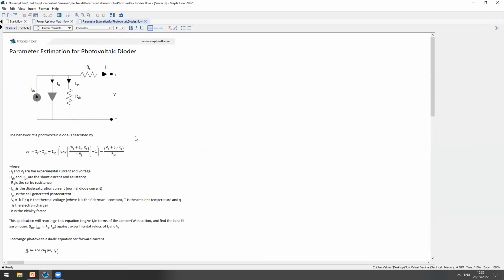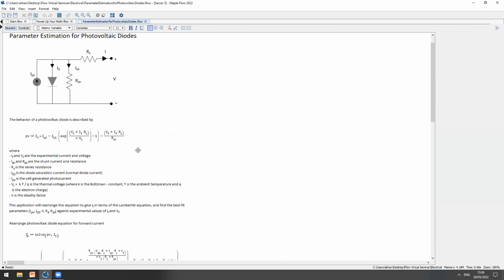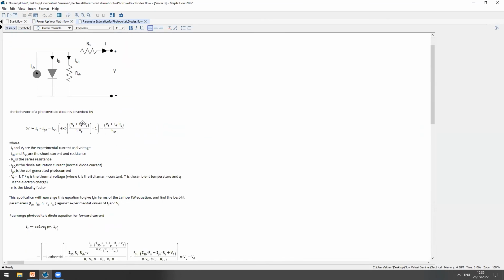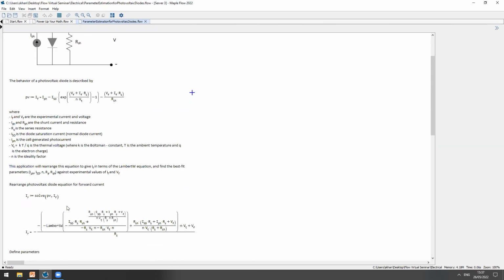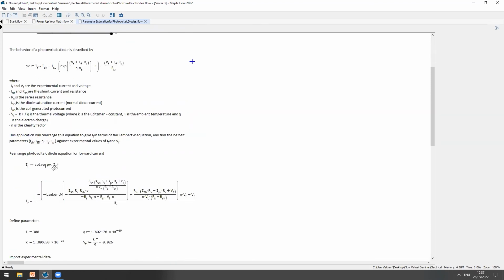All right, so this is my photovoltaic diode circuit. Again, this is simply an image that was imported from another application. This is the equation for a photovoltaic diode. I think I might have shown you some form of this equation earlier. First of all, we need to rearrange this equation to give an explicit expression for the experimental voltage, VF, in terms of the experimental current. We can do that with the solve function that I introduced earlier.